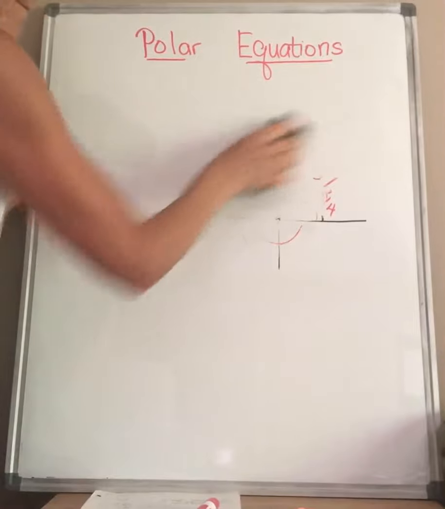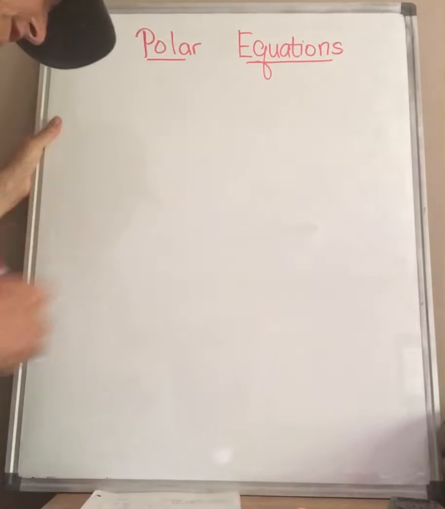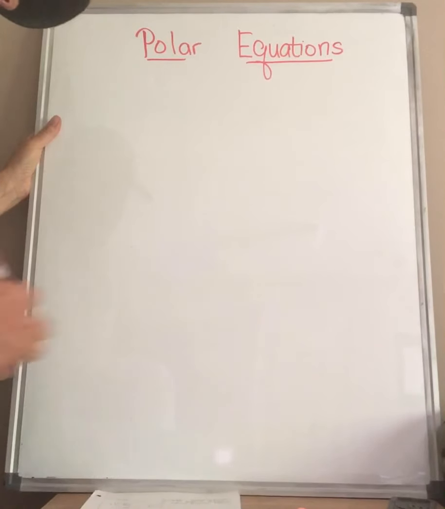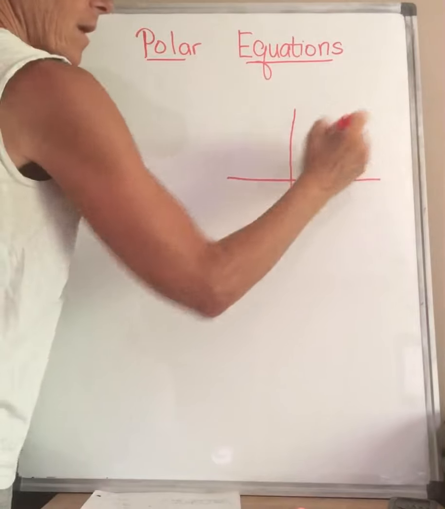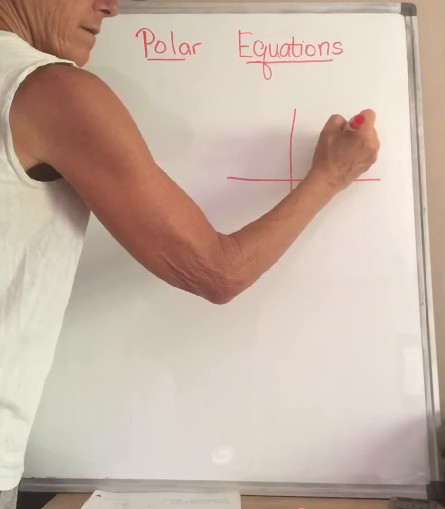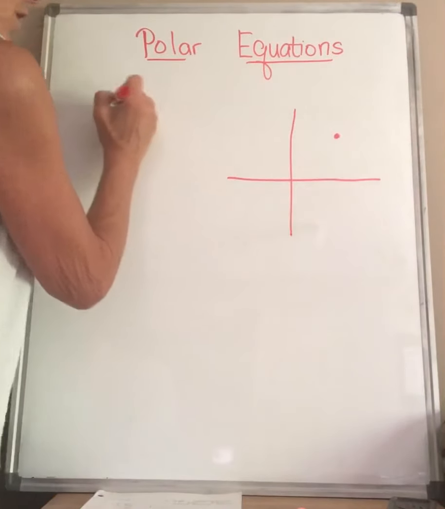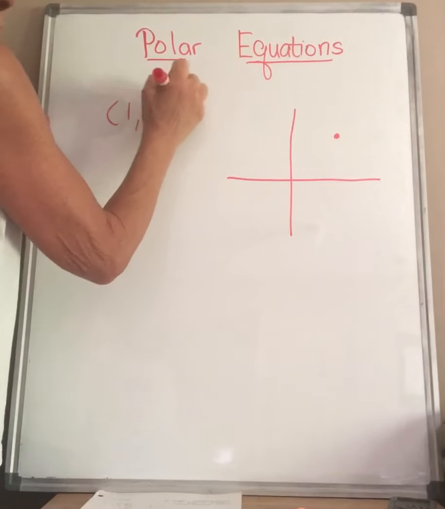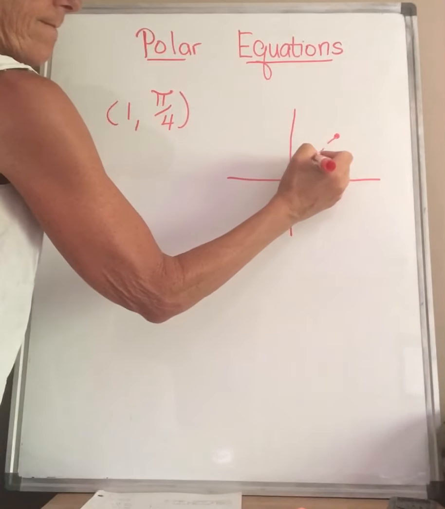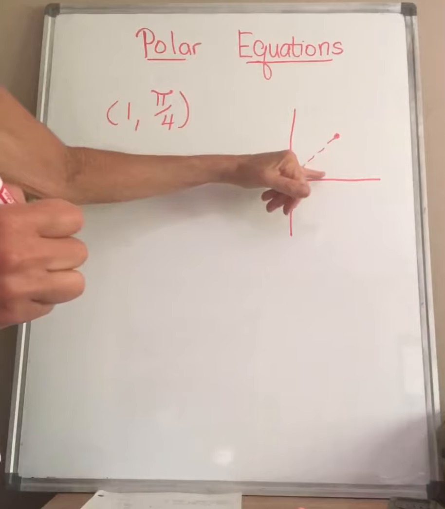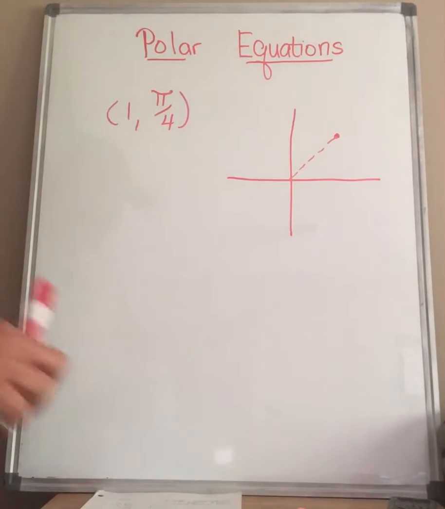Let me try to go through some examples here. I know it's not easy, I'm sorry. So let me graph a point. My point is right here, and the coordinates of that point, let's say, are 1 comma pi over 4. So that means my angle here is pi over 4, and this distance right here is equal to 1.